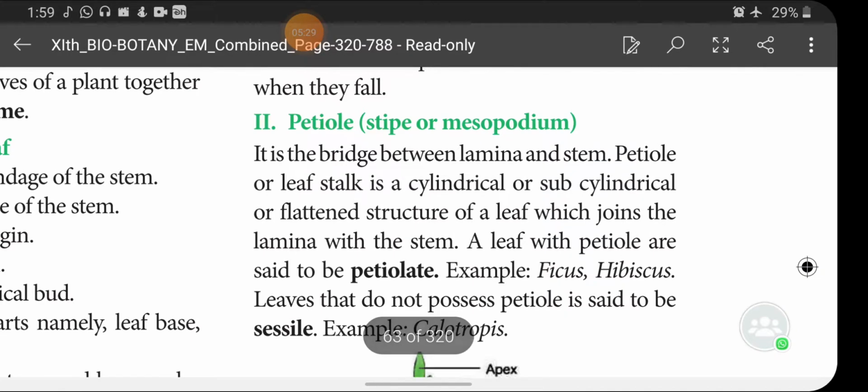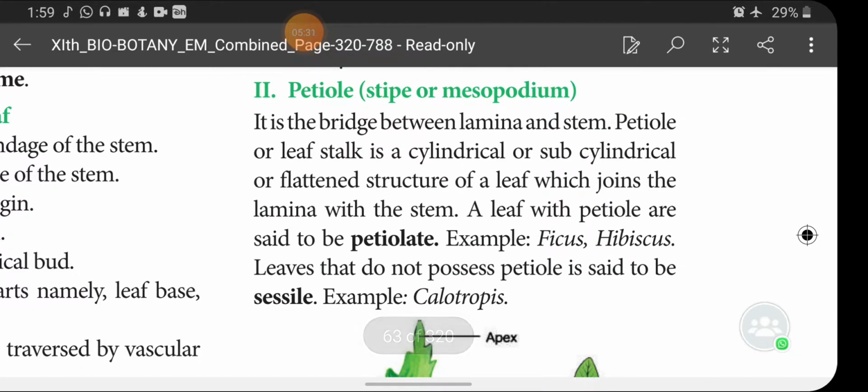Next, petiole, also called stipe or mesopodium. It is the bridge between the lamina and stem. Petiole or leaf stalk is a cylindrical, sub-cylindrical or flattened structure of a leaf.